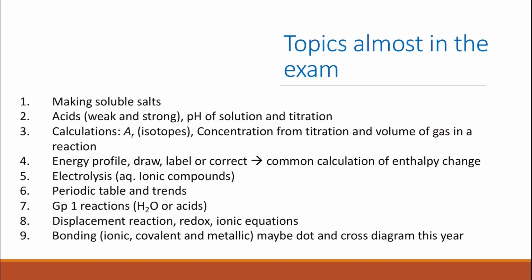And then there will always be a question about bonding: ionic, covalent, and metallic. In this topic, they might ask you to compare between different compounds or between different substances, their physical properties, their melting points based on their bonding, or they might ask you to draw the dot and cross diagram for a certain compound, either ionic or covalent. Last year, there was no dot and cross diagram, and it usually features in the exam every other year.